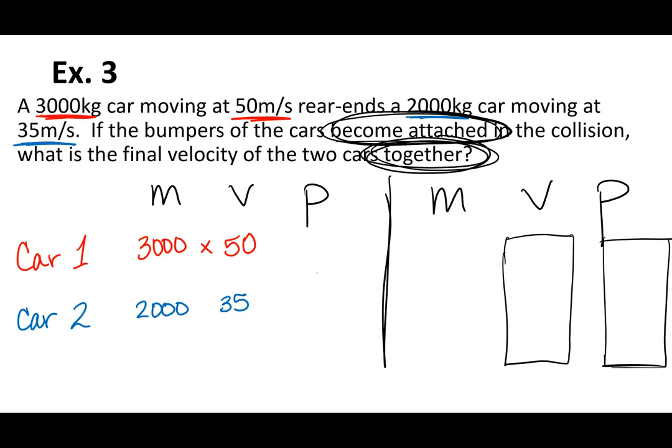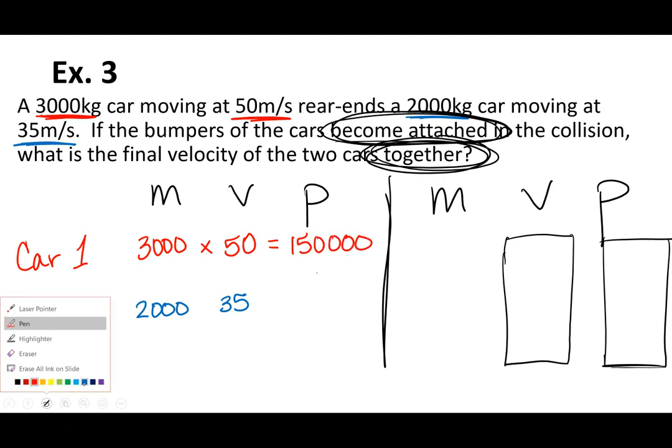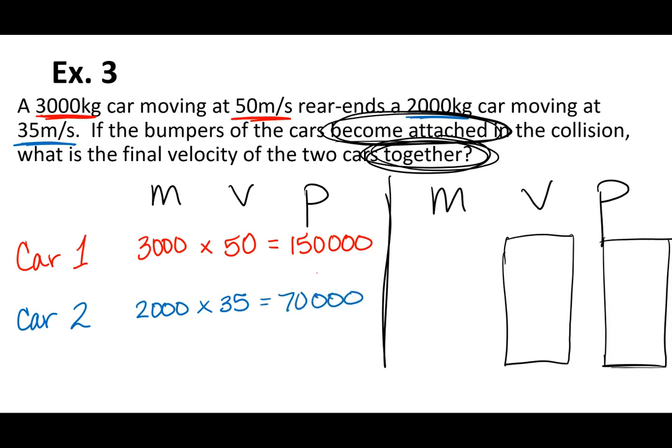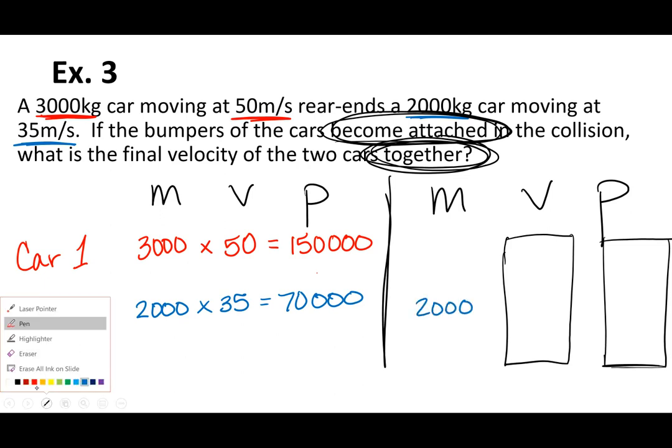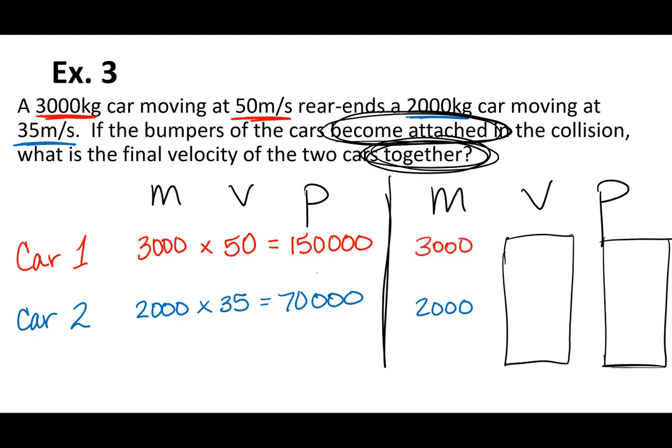M times V equals, let's see, 150,000. And then blue is 2,000 times 35, which gives us 70,000. All right, let's see. Our masses are going to stay the same. So we got 2,000 here. And we got 3,000 here. That whole conservation of momentum thing. So momentum before equals momentum after. So let's see. What is our total momentum?